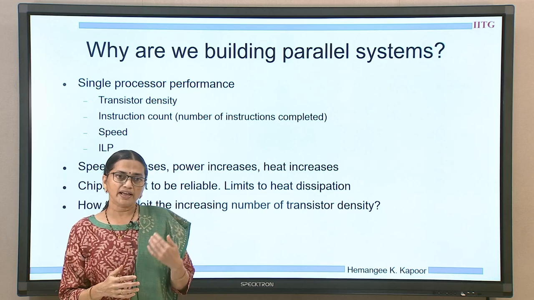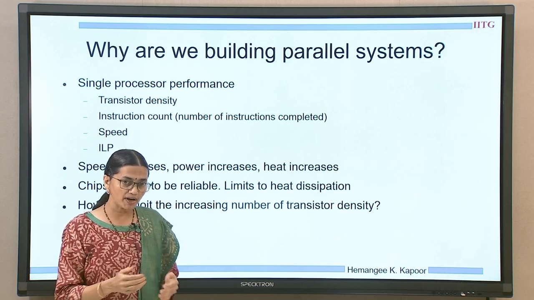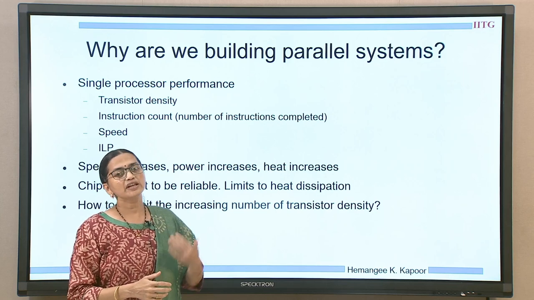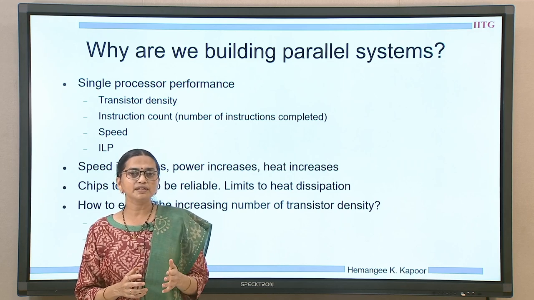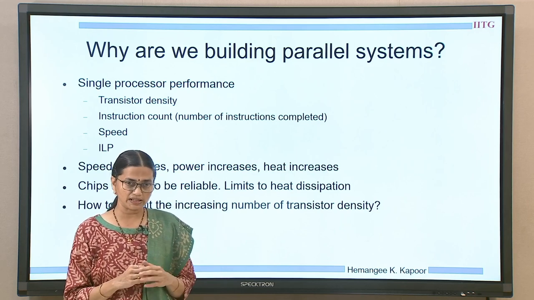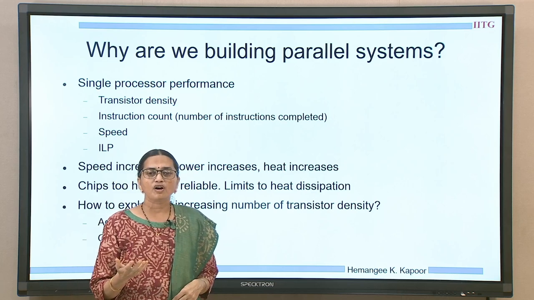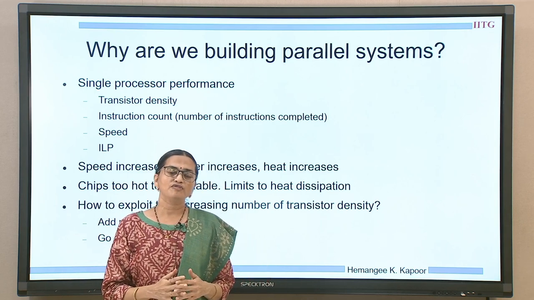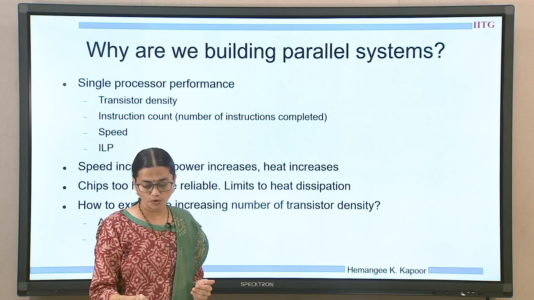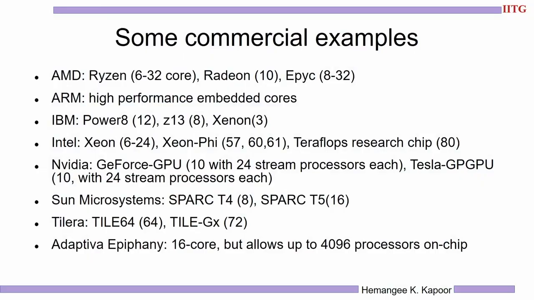However, we saw that the frequency could not be increased beyond a point because of power constraints, because of heat issues and so on. The chips became too hot to be usable. The limits of heat dissipation had been reached and we could not increase the clock frequency. And therefore, to make use of the transistor density, we thought of adding parallelism and going multicore. We've seen some examples in the previous lectures, and this slide also lists some newer processors which are multi-core, from 6 cores to 70-80 core systems, and GPUs definitely have several more processing elements.